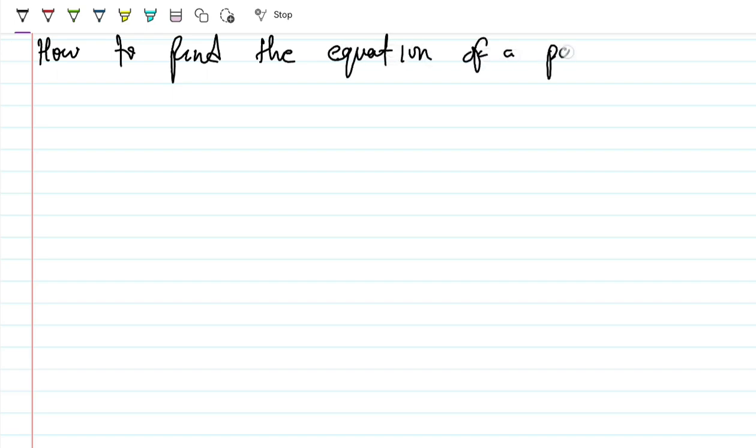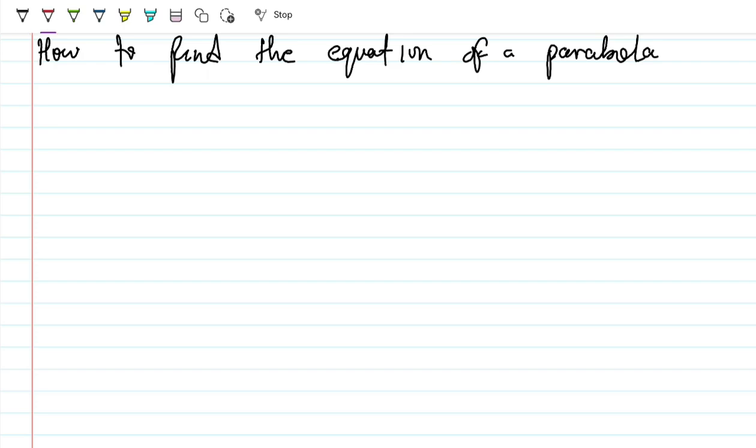So in today's video, we are going to talk about how to find the equation of a quadratic function, or how to find the equation of a parabola. There are many ways to find the equation of a quadratic function, but it depends on what you are given, or the information that is given on the graph.